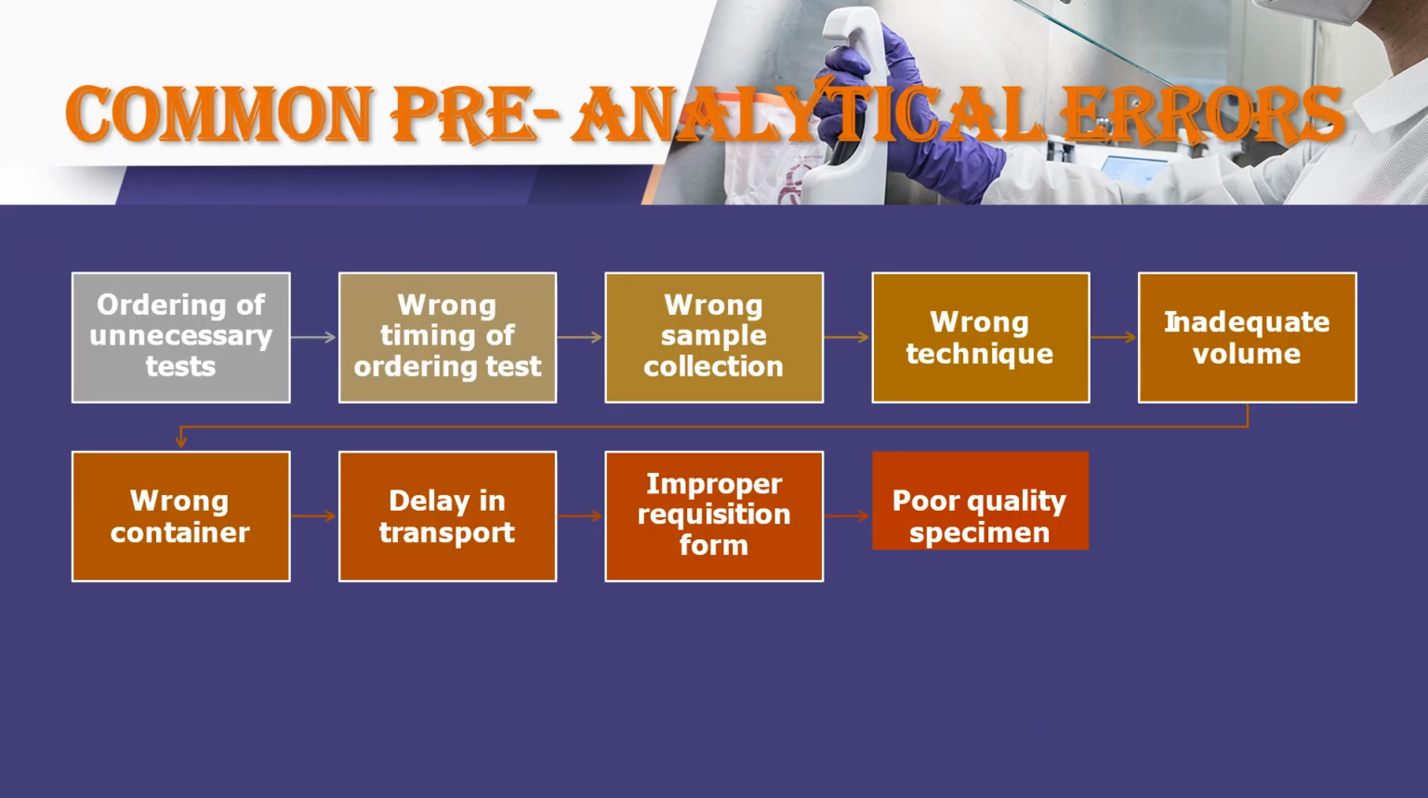So we have seen the pre-analytical, analytical, and post-analytical phases, and the critical things to be followed. What are the challenges or the errors? Ordering of unnecessary testings, wrong timing of the testings, wrong sample collection, wrong technique, inadequate volume, poor specimen quality, improper requisite form, delayed transport, and wrong containers are different errors that take place in the pre-analytical phase.